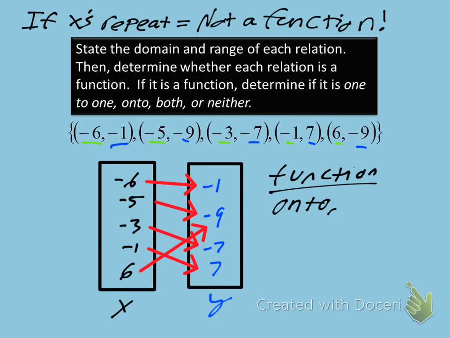So how do you pick which pair to go to which one again? It's the ordered pairs up here. See -6, -1, so -6 goes with -1. -5, -9, so -5 points to -9. So the number goes to the same number. Right. So if you have two x's pointing to one y, you're not 1-to-1 because you don't have unique anymore. Okay, makes sense?